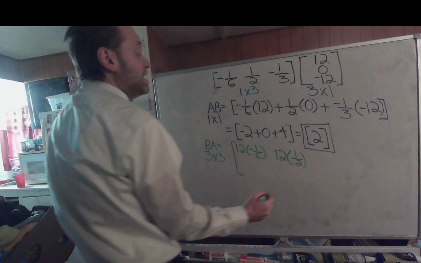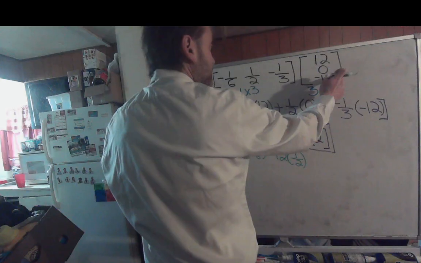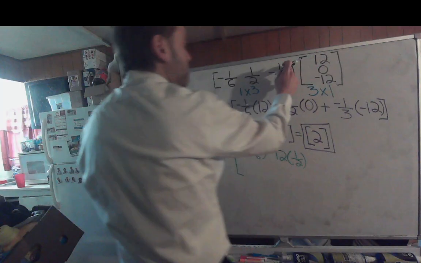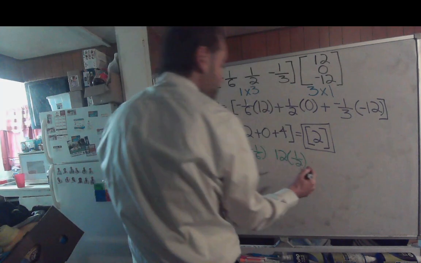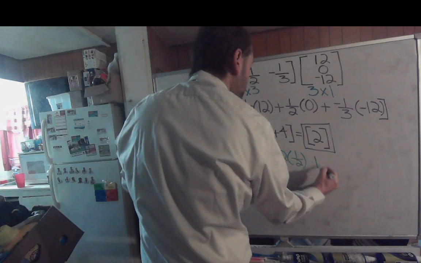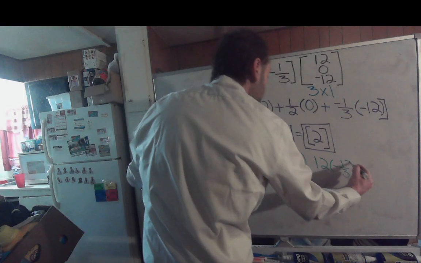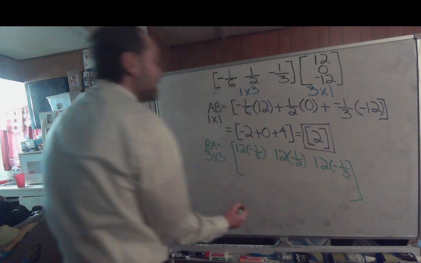And then you'll end up taking the third number in the first column. Oh, no, I'm sorry. You'll take the first number in the first row, multiply it by the third number in the third row, which would be 12 times negative 1/3. All right, so there's part of your entries right there.